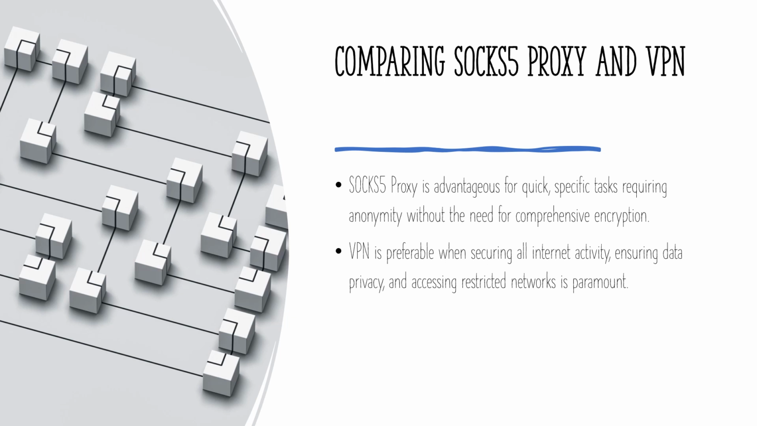Performance: generally offers faster speeds due to a lower level of encryption and lack of data routing through a third-party server. And security features: provides anonymity and privacy to some extent, but lacks end-to-end encryption, making it less secure than virtual private networks.